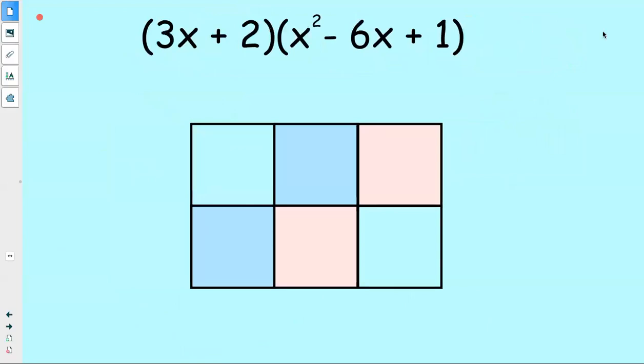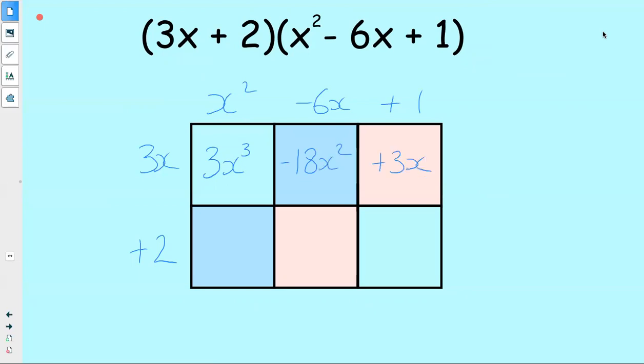Okay. Again, I'm going to use the box method for this. So we've got my x squared, my negative 6x, and my positive 1 on top, and my 3x here, and my positive 2. I'm just going through this quickly now because I have got all the skills you need to solve this. So in this first box, it's going to become 3x cubed, negative 18x squared, positive 3x, positive 2x squared, negative 12x, and a positive 2.